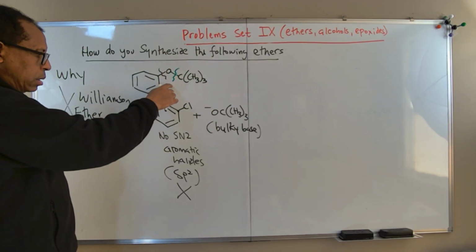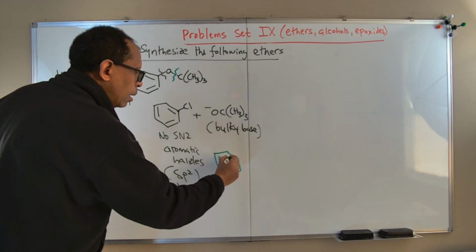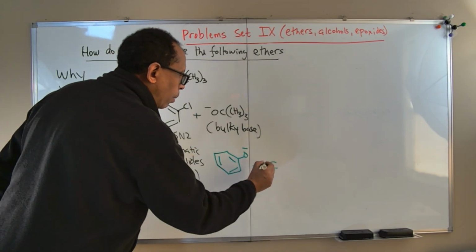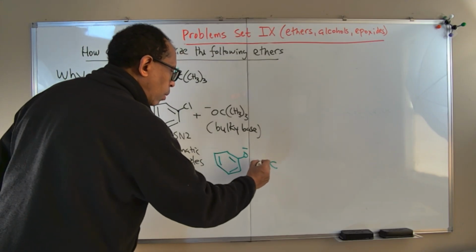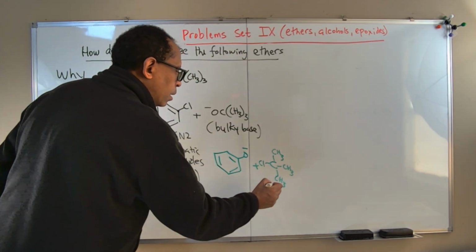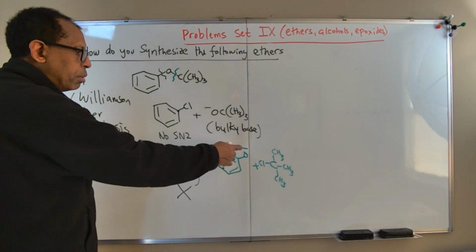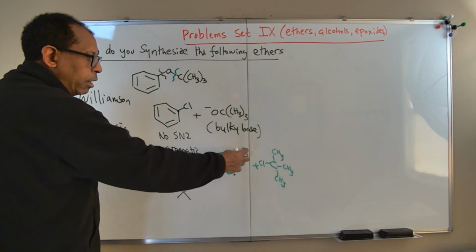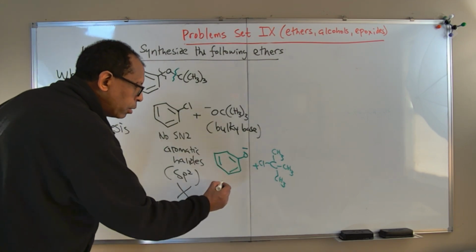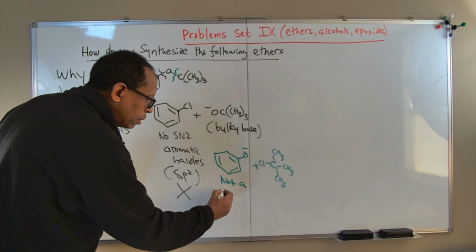If you cut it right there, what you'd get would be a phenoxide, which acts as a nucleophile, and a tertiary halide, let's say X or chloride. You have CH3, CH3, CH3. In this case, the phenoxide is resonance stabilized, so this negative charge is not available to attack. So this is not a good nucleophile. This is an aromatic alkoxide, not a good nucleophile.